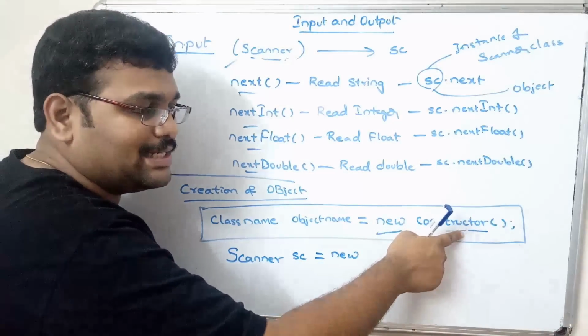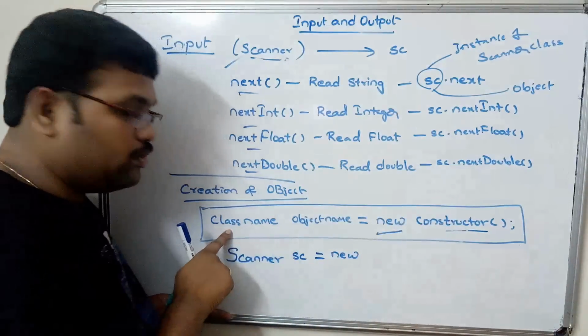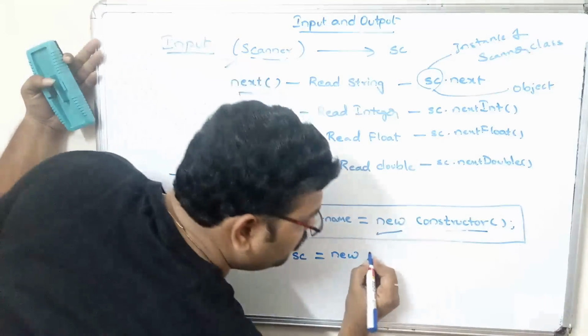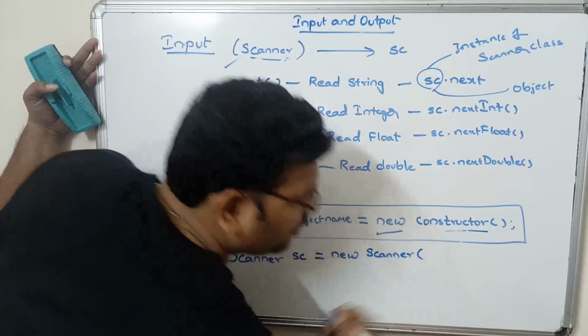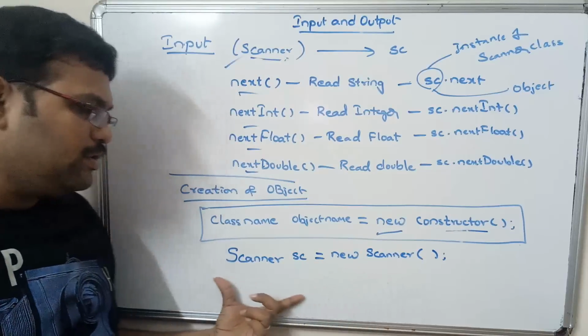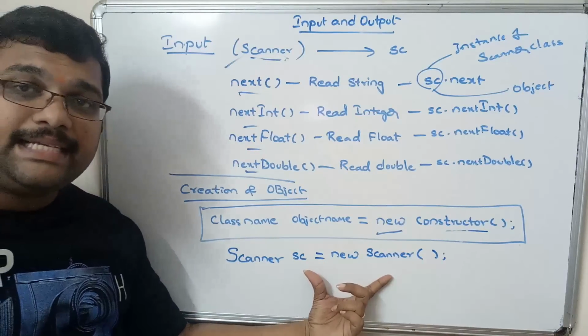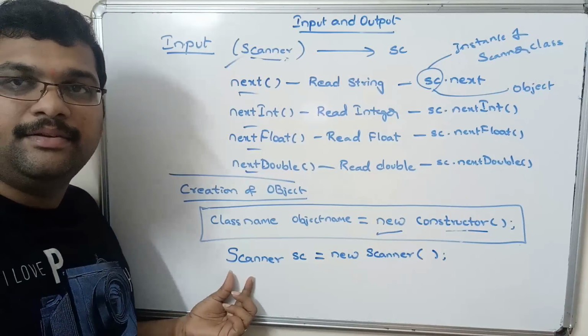As I have said, the constructor is used to initialize the object and the name of a constructor must be equal to the class name. New Scanner, right? New Scanner. So this is the syntax to create an object for the class.